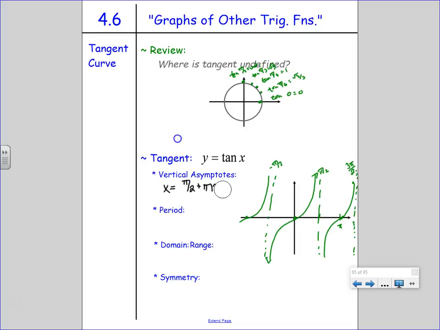That end looks funny. Period. Well, if it takes tangent 2 tick marks to complete, look, pi over 2 this way, pi over 2 that way. How long is one cycle? 1 pi.